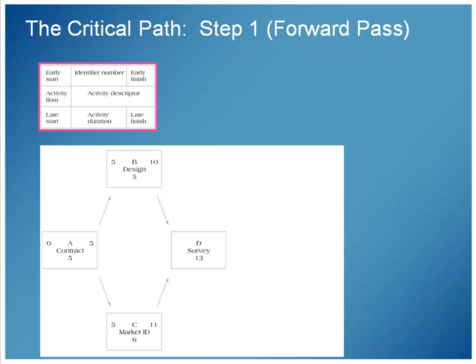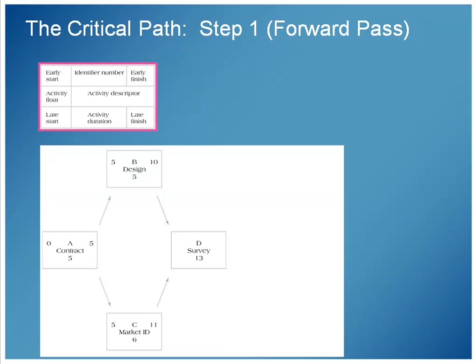First thing to do is do a forward pass. Work our way through the network from the start to the end using an additive or an accumulating approach. And I've got there in the upper left-hand corner that diagram with the 8 key pieces of information, and where they are spatially in our diagram is going to tell you what we're talking about. So the upper left-hand corner is the early start time for this project, the number of days, and the upper right is the early finish time, the number of days for this project.